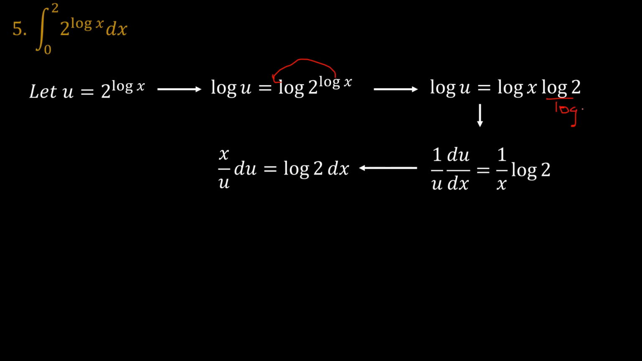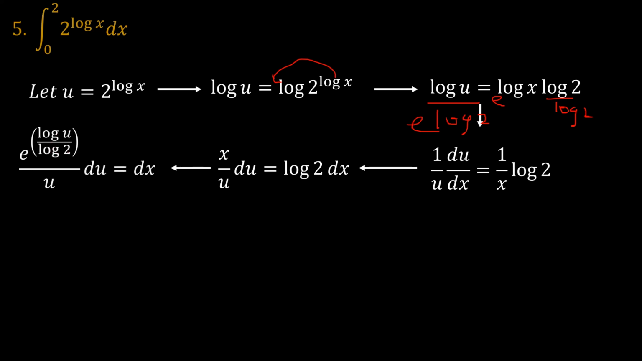So x here is the same as when you divide both sides by natural logarithm of 2, and then taking e to the power of that, this essentially just becomes x. So x is natural logarithm of u over natural logarithm of 2. And so e to the power natural logarithm of u over log 2, over u du, is equal to dx.